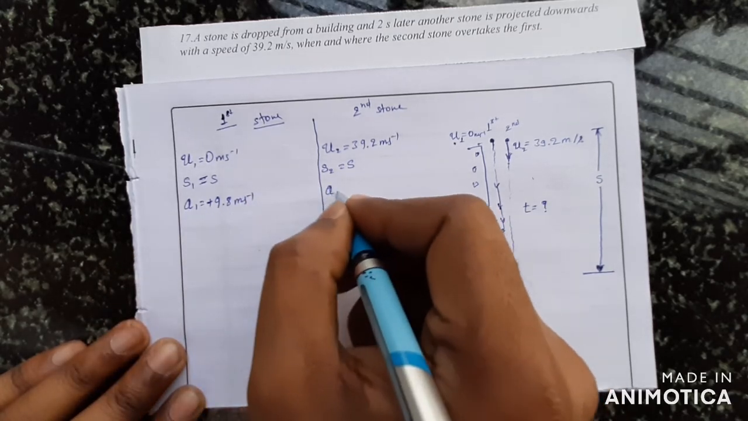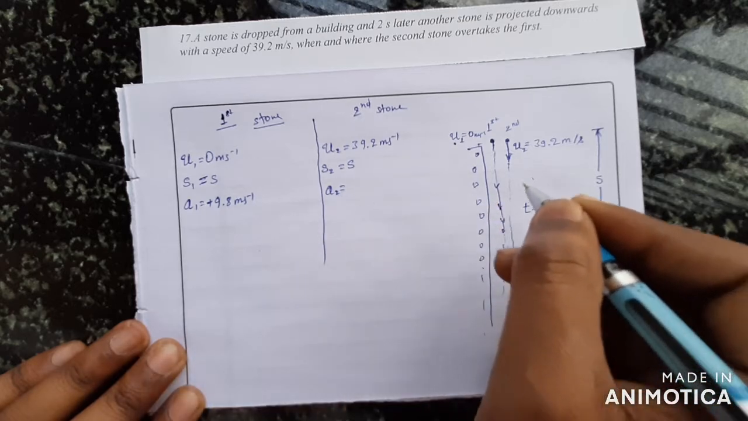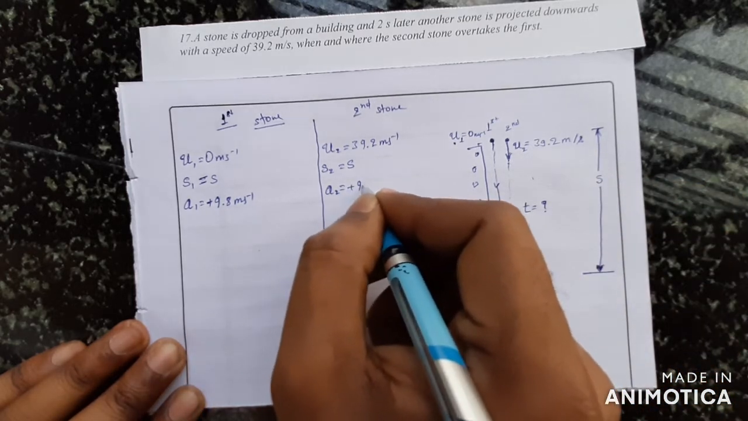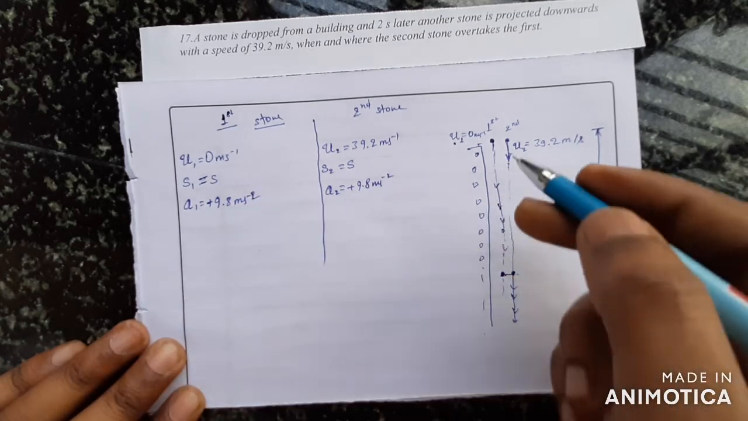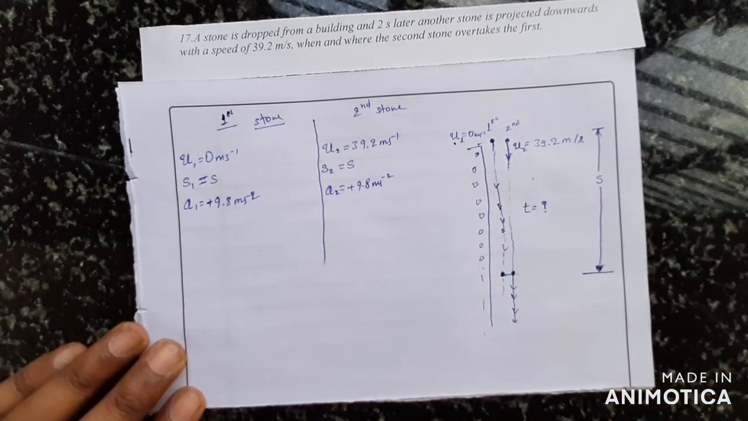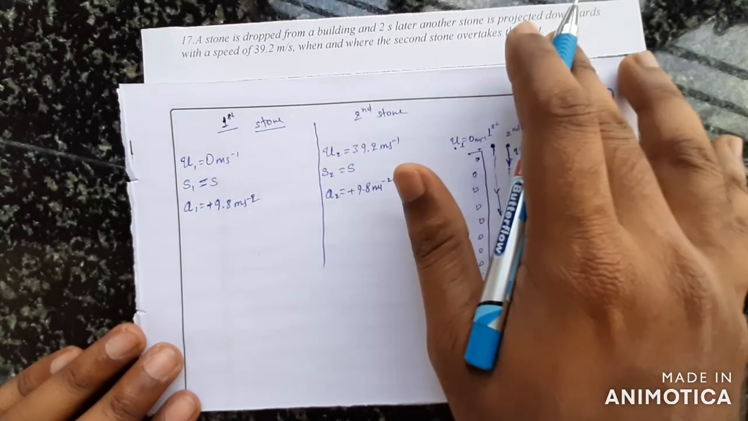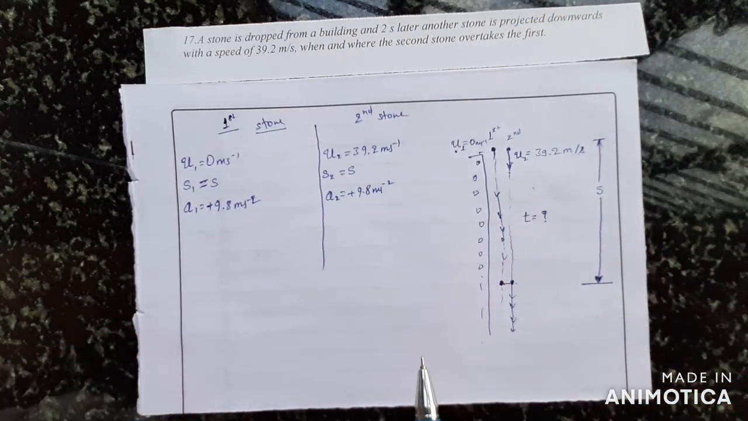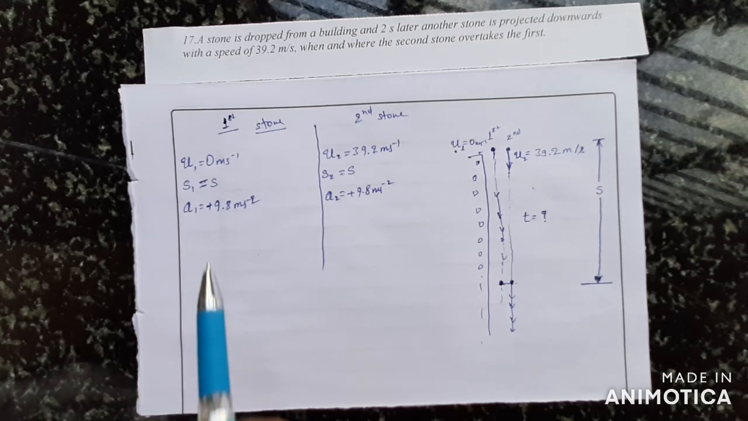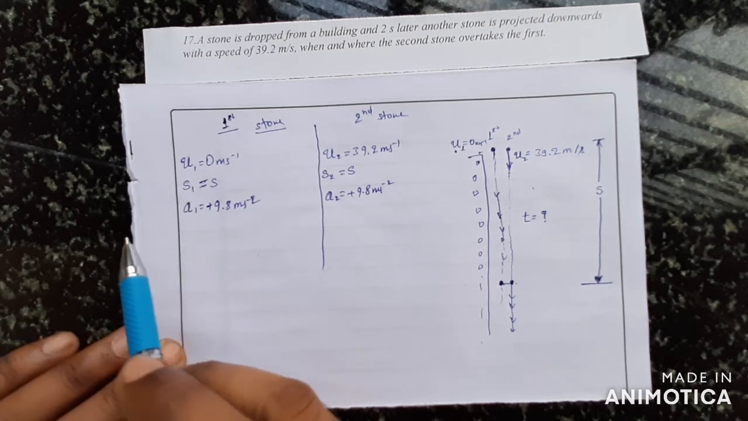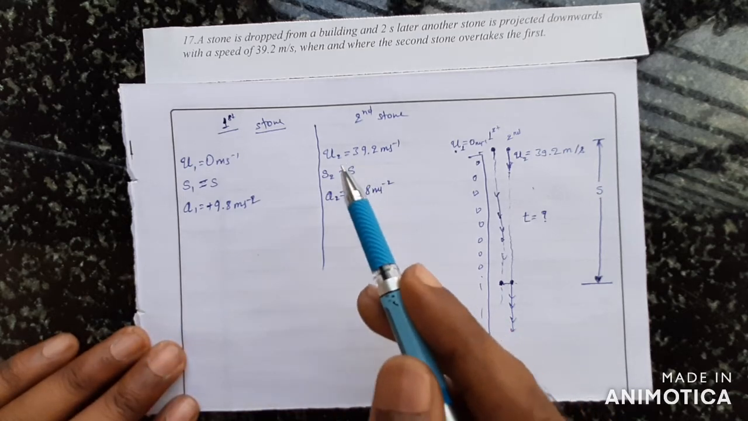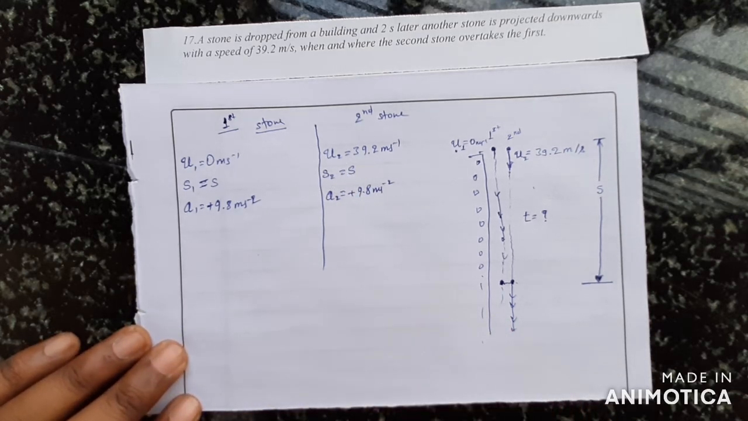Similarly, the acceleration of the second stone is also plus 9.8 meters per second squared, because the second stone is also moving with the same acceleration. Any body with any initial velocity, when it moves under the influence of gravity, will have an acceleration of plus 9.8 meters per second squared. So now we have u1, s1, a1, and here u2, s2, a2.